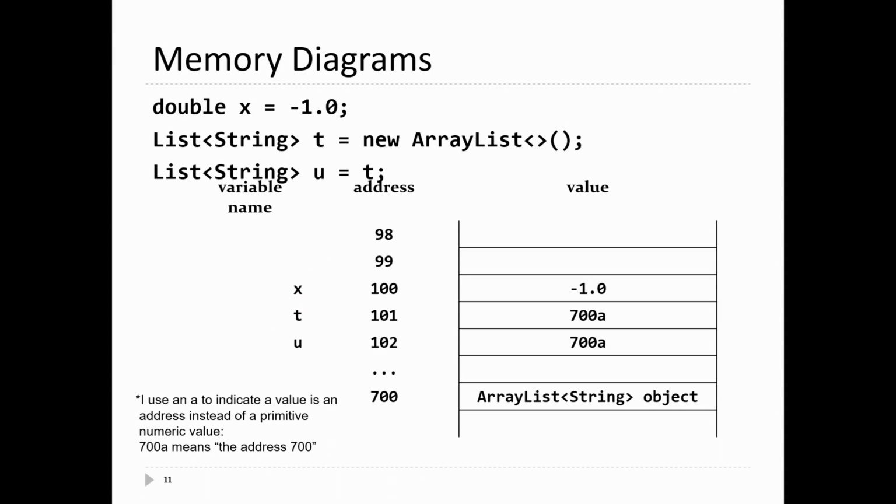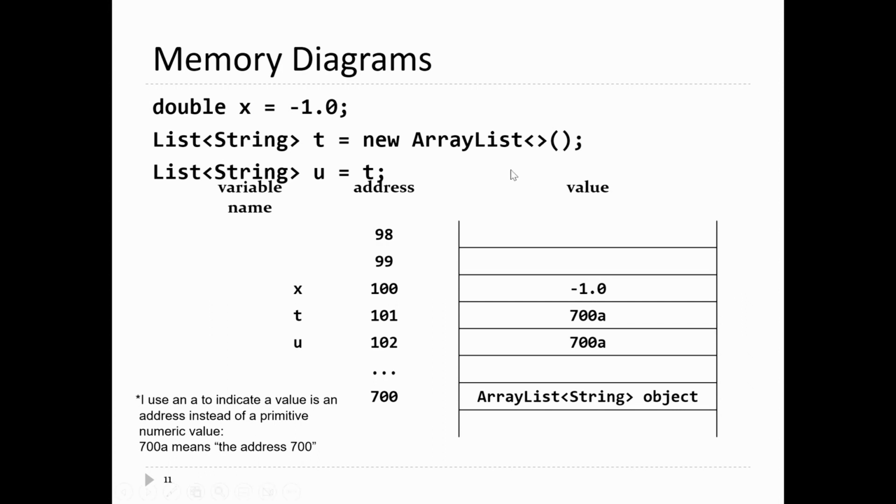You can't put it on top of another variable. So anywhere that's free in your memory diagram, you can plunk the variable. Here I put x. Now x is a primitive type, so the value that's stored in memory is the value that you want to store. So the value in memory associated with x is minus 1.0.